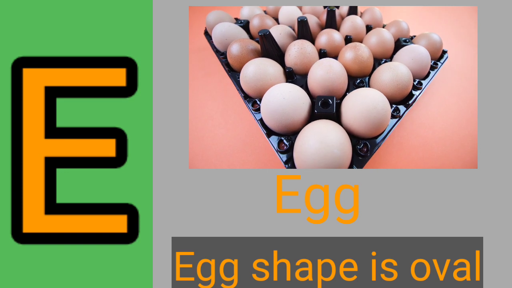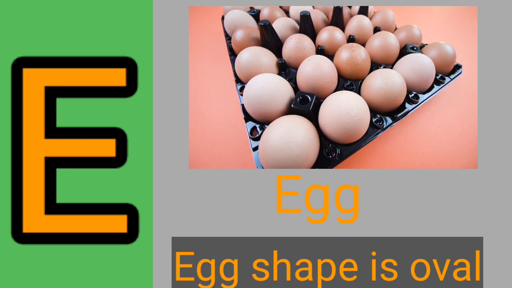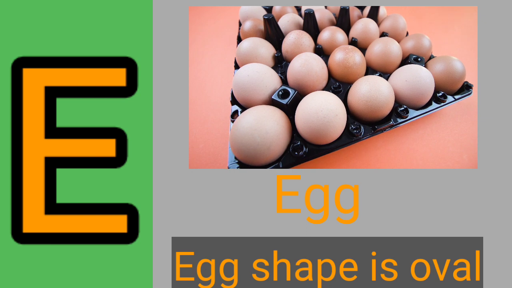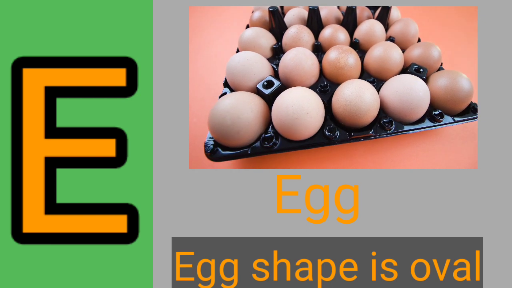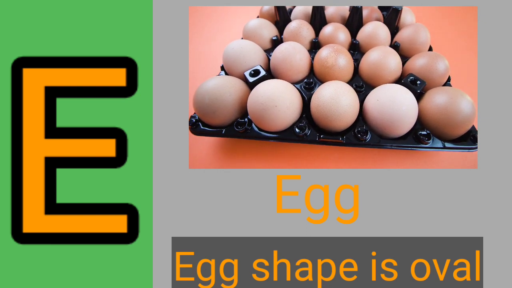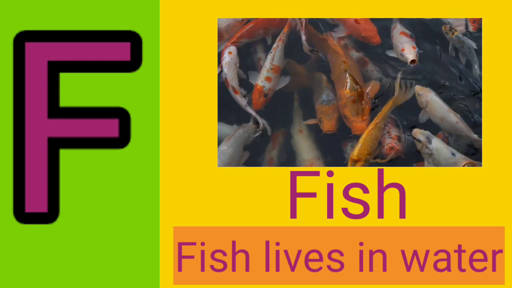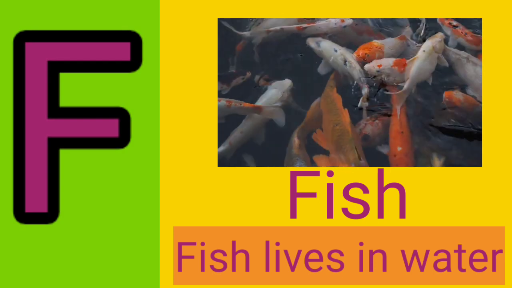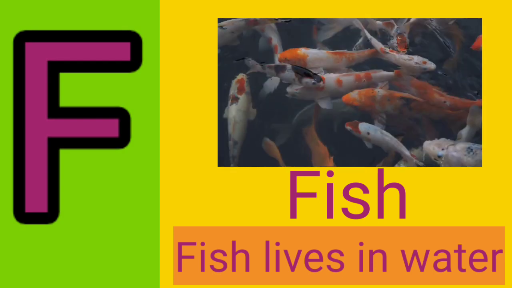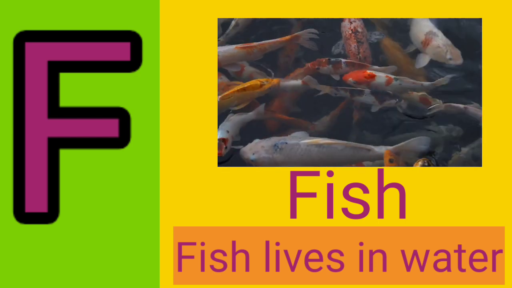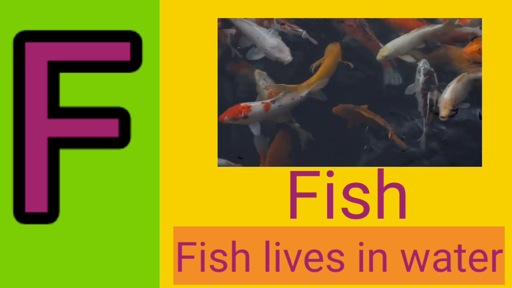E for egg. E, G, G. Egg. Egg shape is oval. F for fish. F, I, S, H. Fish. Fish lives in water.